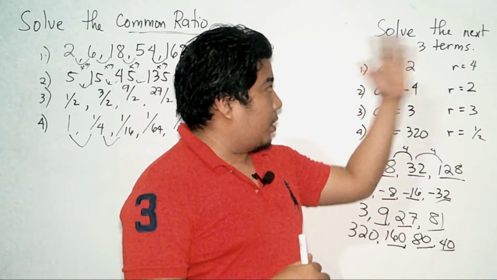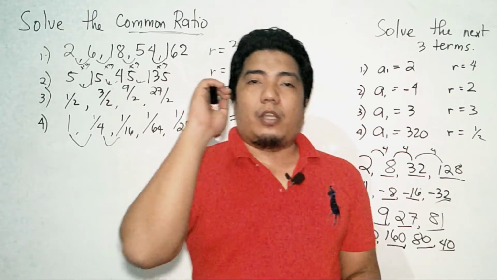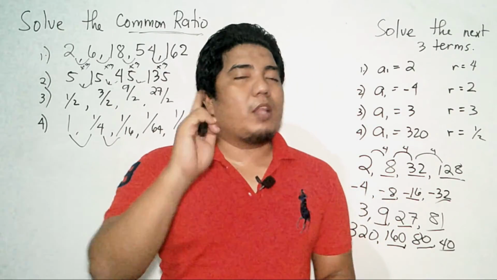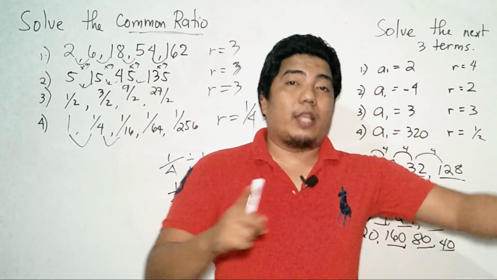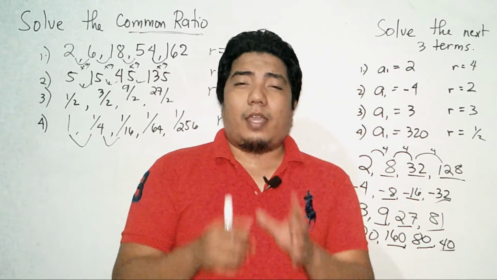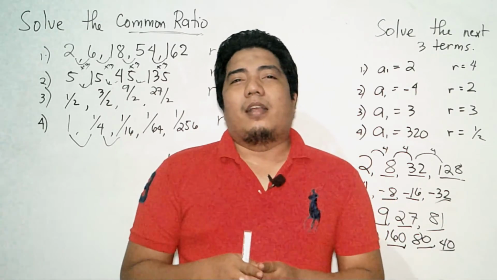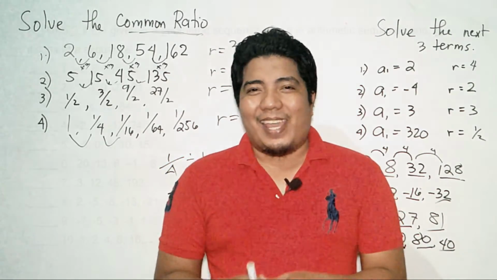Now, finally, in getting the next terms, we just need to consider the first term or one term, and then you just multiply it to your common ratio to get the succeeding terms. Okay, and now this is the time that I will be challenging your intellect whether you have understood our lesson for today. And here it is.